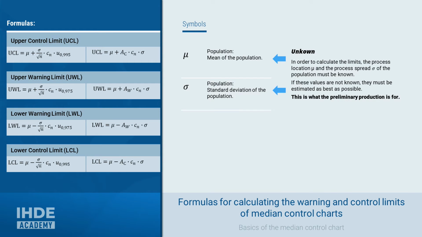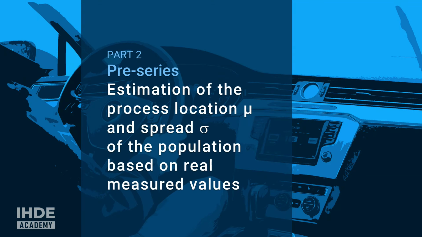To calculate the limits, the process location μ and the standard deviation sigma of the population must be known. Since these are usually not known, they must be estimated as best as possible using a random sample. This random sample can be taken from an ongoing series production or from a pre-series carried out specifically for this purpose. In this chapter, let's take a look at the results of such a pre-series and use the measurement results to calculate the median and the standard deviation of the process.